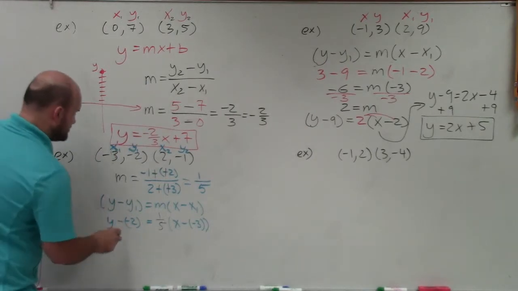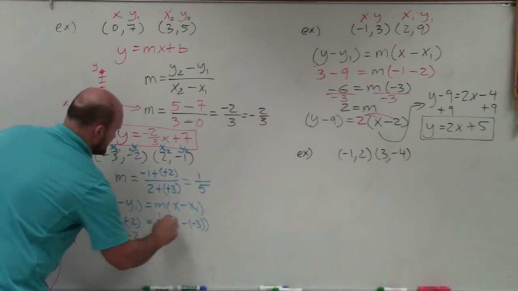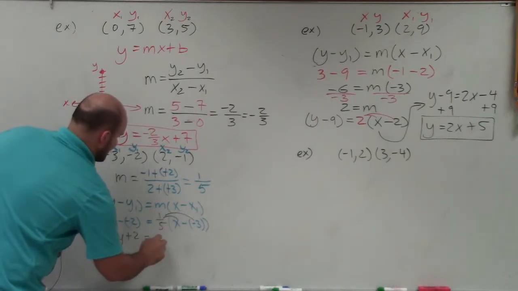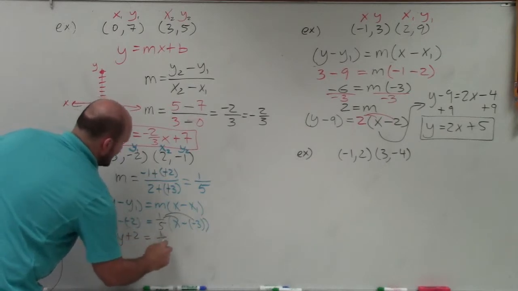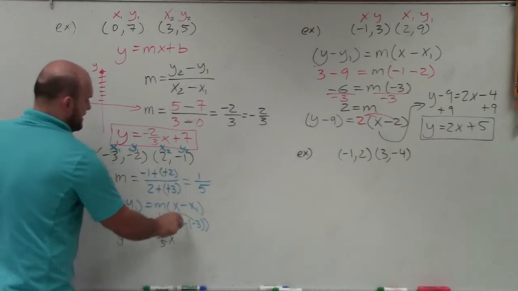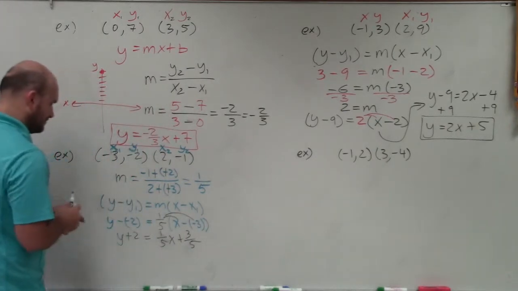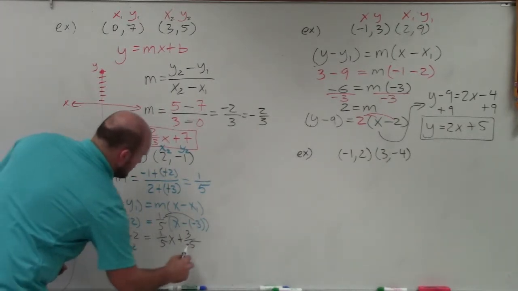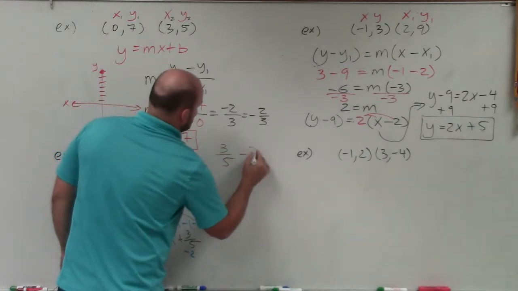OK, so now we're just going to simplify. Y minus a negative 2 is y plus 2. Apply the distributive property here. What I obtain is 1/5 x, and then that becomes a positive 3 plus 3/5. Then I subtract a 2, and now I need to subtract 3/5 minus 2.